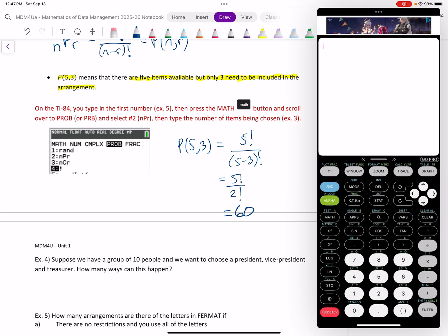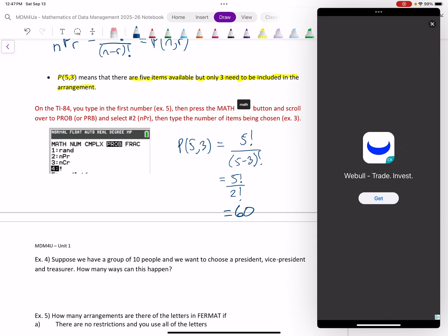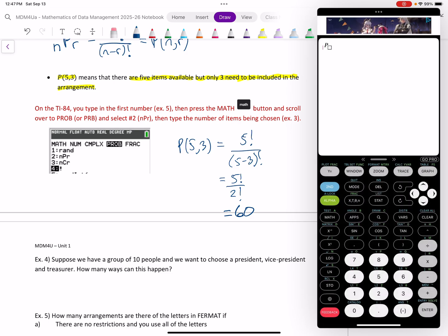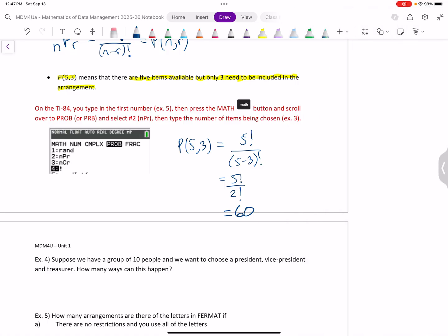Again, I strongly recommend you try this because you need to know how your calculator will work. But if I go back to math and back to PRB, you'll see the second one down here is nPr. On this calculator, it allows me to type that, and then it prompts me to put the n in. So 5, I scroll to the right, and then I put the 3, and I press enter. It does everything for me. I don't have to worry about the factorials or anything. Some calculators, you have to put the n first. So you would have to put 5 and then go to math and nPr it.